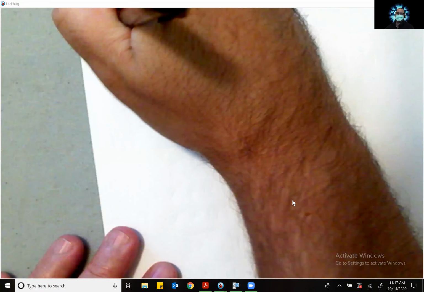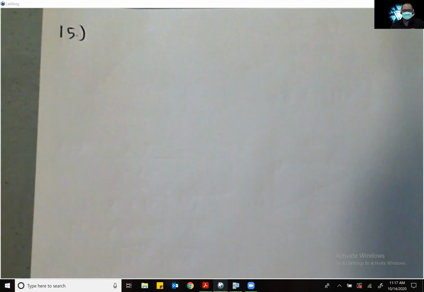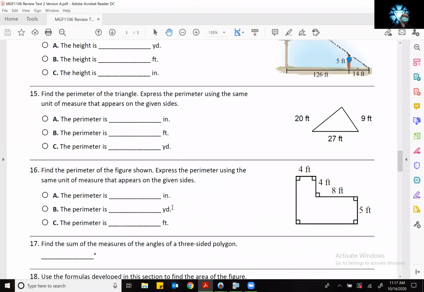Number 15. We're almost done. Yay. All right. So number 15. This is where we get into 10-3. And really 10-3, 10-4, and 10-5 are all about formulas and things like that. Okay? 10-3 is all about perimeter. 10-4 is about area. 10-5 is about volume.